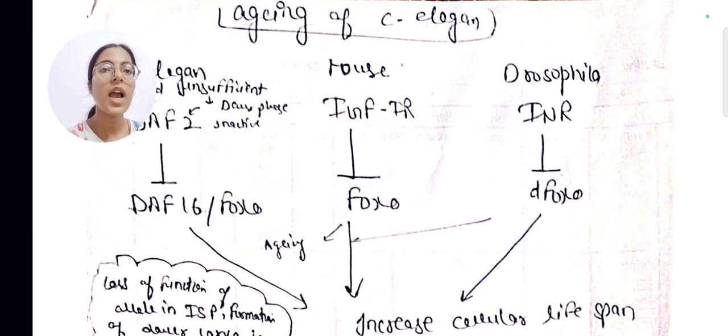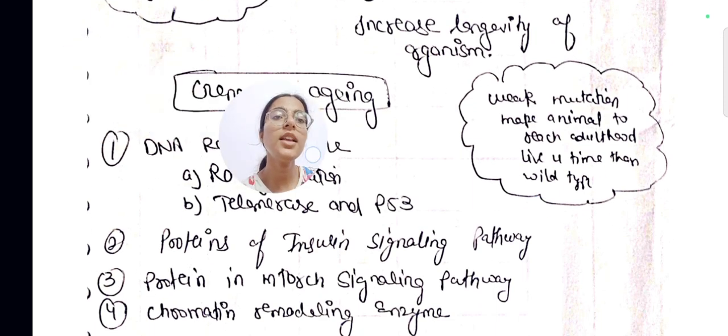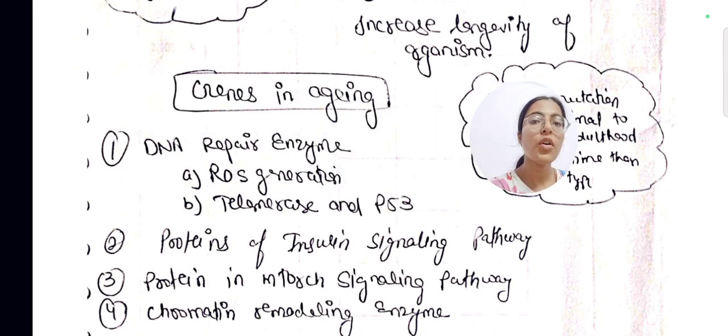I'm starting with the aging of C. elegans. I'm showing a diagram here, which is not that difficult, and you will understand this diagram after the discussion of the whole topic. So I'll be taking up genes in aging. We have to focus on 4 points.